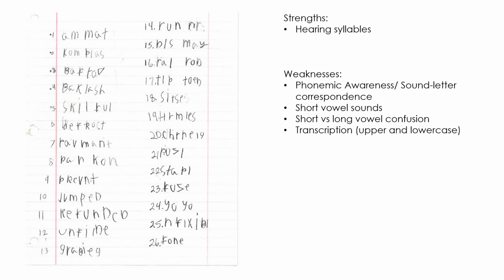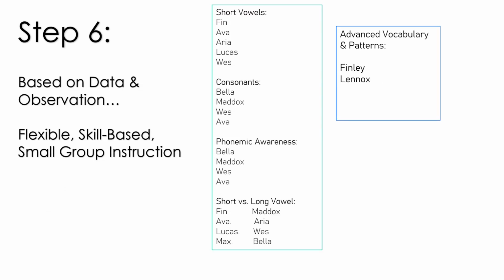I would also notice there are some transcription or penmanship things at play for this student. They're interchanging upper and lower case letters often, and so I might give some support for that. And then the next step is, based on my data and my observation, I am going to create my small group plan.